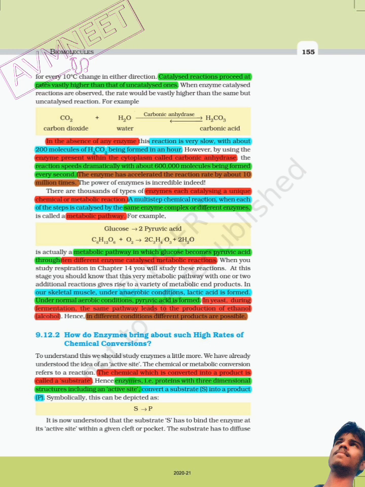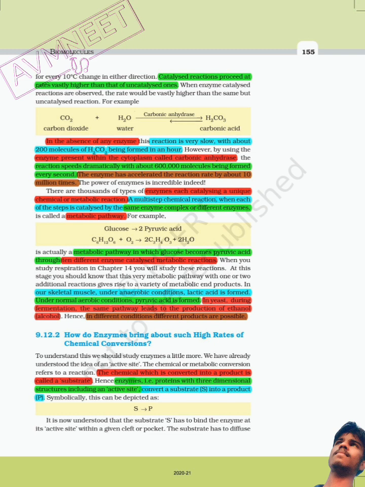In the absence of any enzyme, this reaction is very slow, with about 200 molecules of H2CO3 being formed in an hour. However, by using the enzyme present within the cytoplasm called carbonic anhydrase, the reaction speeds dramatically, with about 6 lakh molecules being formed every second. The enzyme has accelerated the reaction rate by about 10 million times. The power of enzymes is incredible indeed.